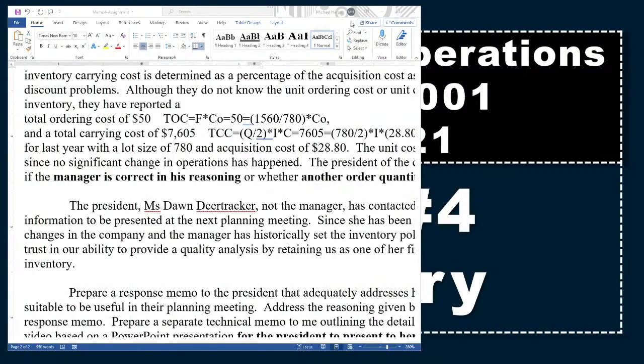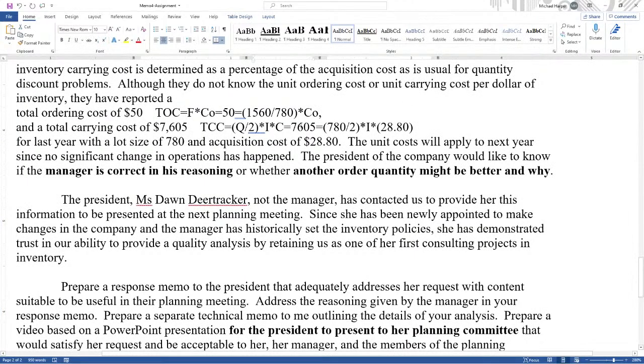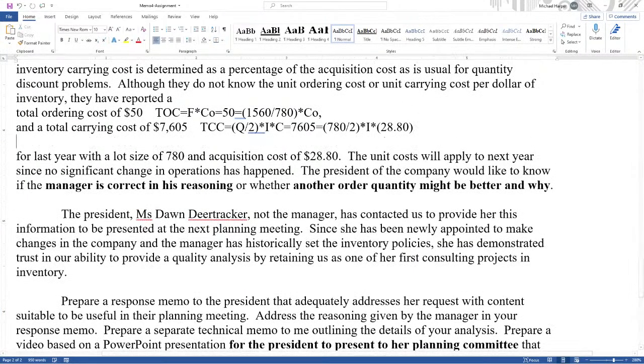Let's bring this over here, bigger, and solve for I. So I will equal, okay, first of all, it's going to be 7605, parenthesis, and then it's going to be 780 over 2 times 2880.